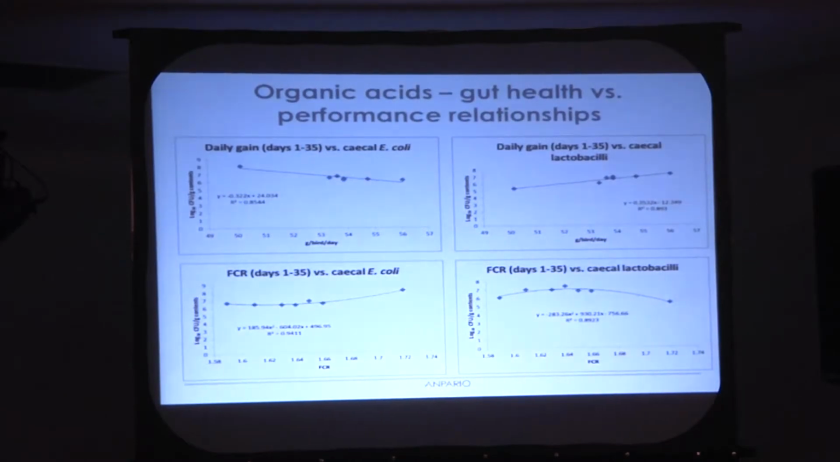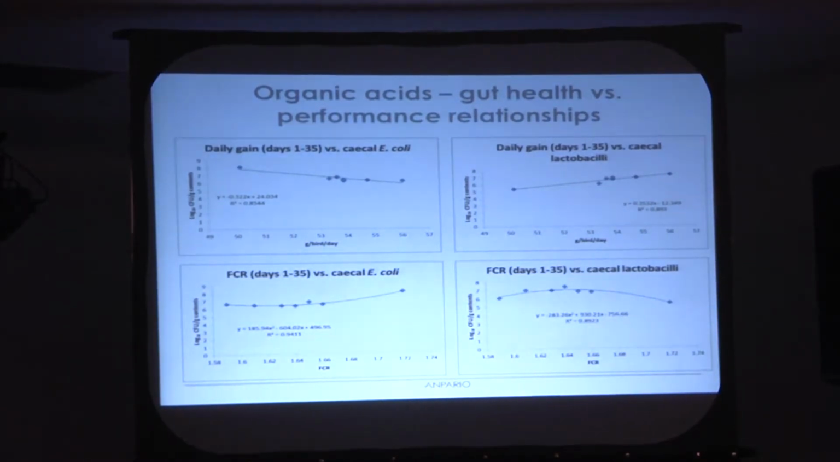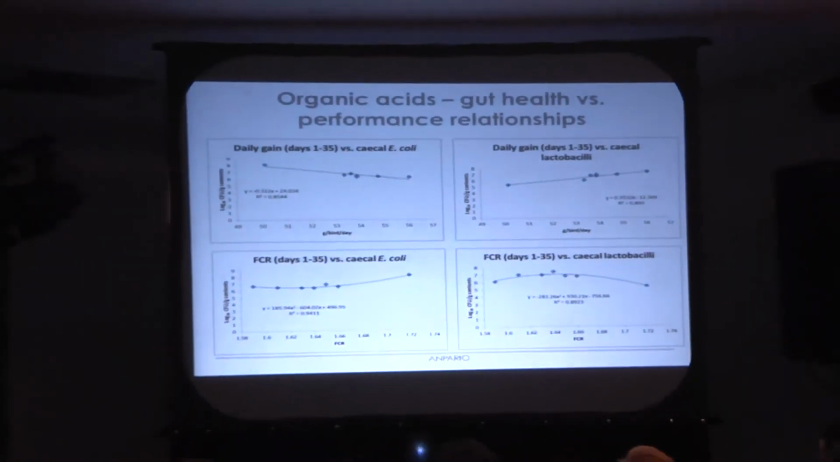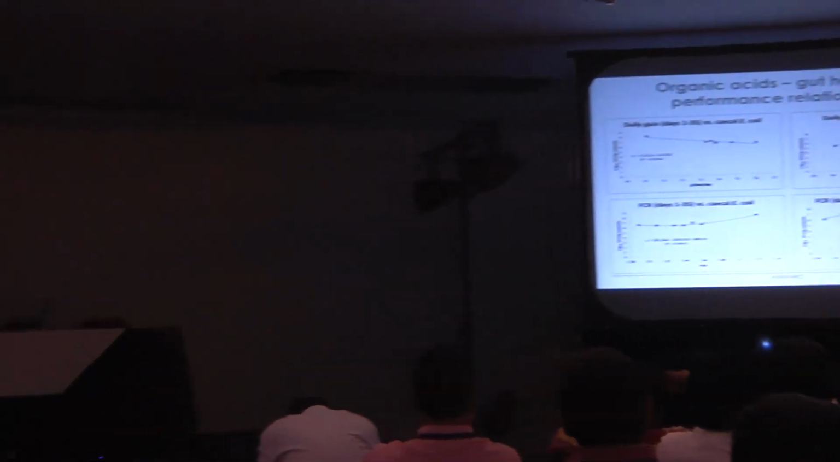It looks like the linear relationship means that as you decrease E. coli and increase lactobacilli, you see a straight line relationship in terms of performance, but it's a curvilinear relationship when you look at FCR, meaning that the lowest level of either may not be optimum for FCR. What I think this suggests is the potential to use organic acids, depending upon what parameters you're looking for. Most people obviously want improvements in daily gain and FCR, but it indicates there may be the potential to selectively use organic acids to achieve either a daily gain improvement or an FCR improvement.